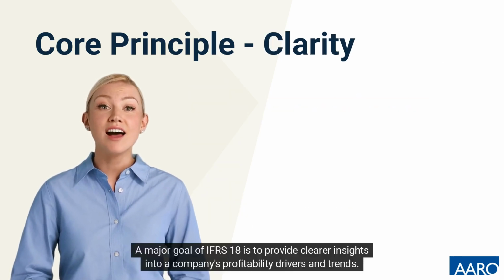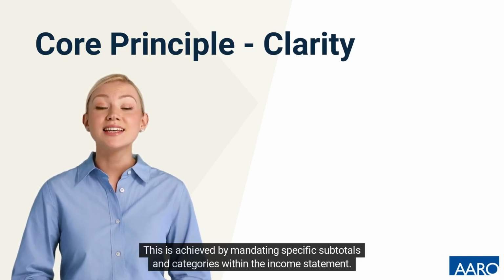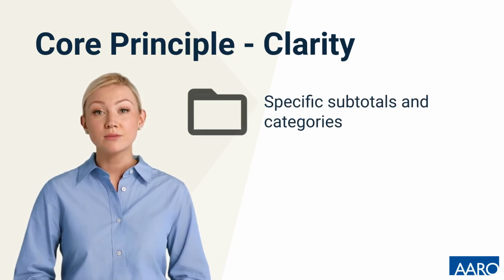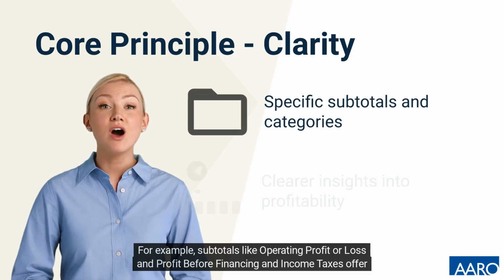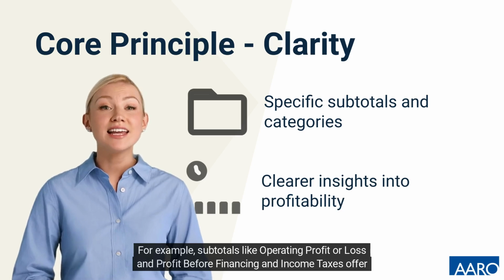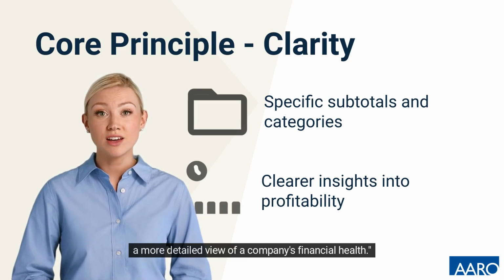A major goal of IFRS 18 is to provide clear insights into a company's profitability, drivers, and trends. This is achieved by mandating specific subtotals and categories within the income statement. For example, subtotals like operating profit or loss, and profit before financing and income taxes, offer a more detailed view of a company's financial health.